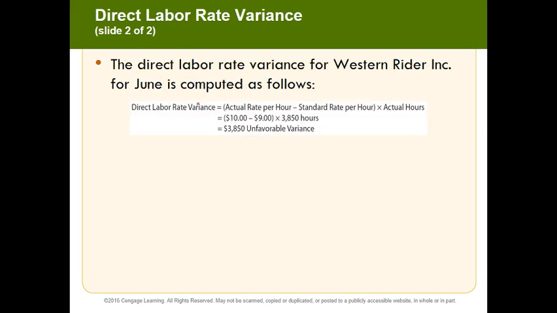So here's the basic calculation for the direct labor rate variance for Western Ryder Incorporated. We had $10 an hour. We were expecting 9. So we paid $1 an hour more than we were initially intending. We had 3,850 hours, so that accounts for $3,850 of unfavorable variance related to the direct labor rate.